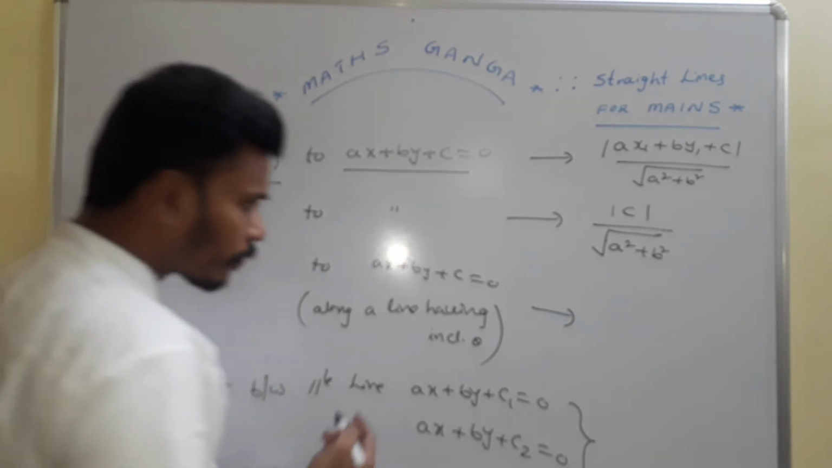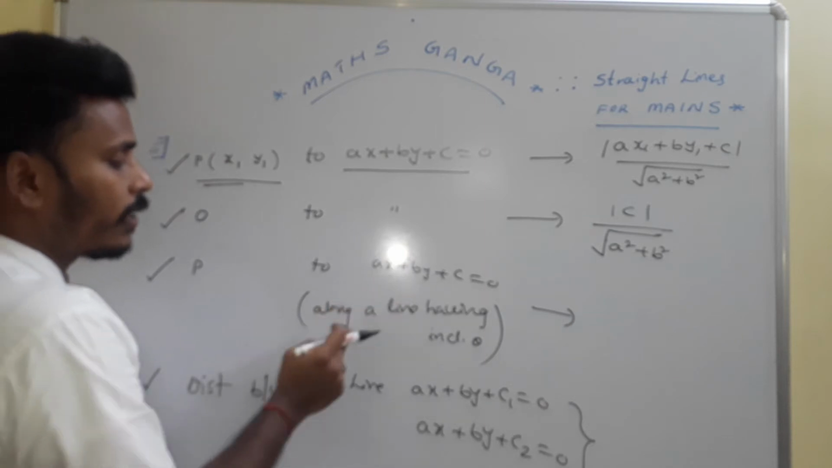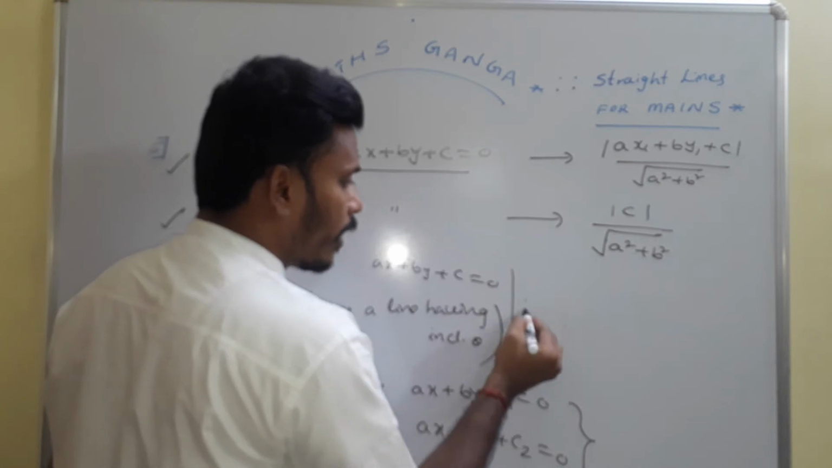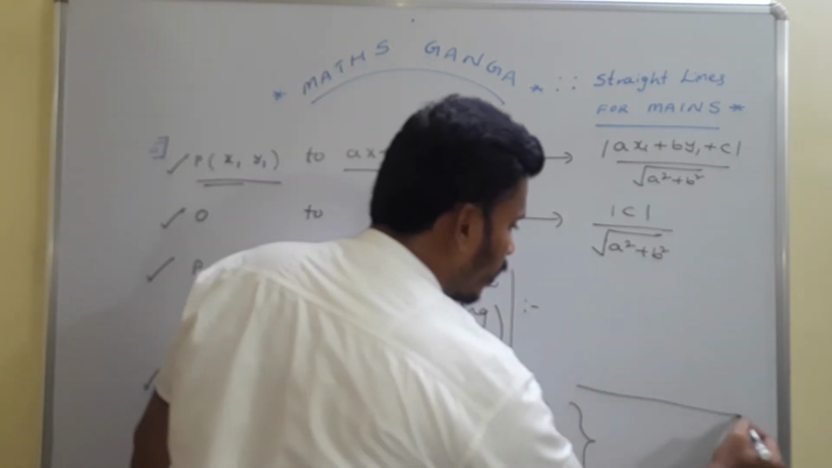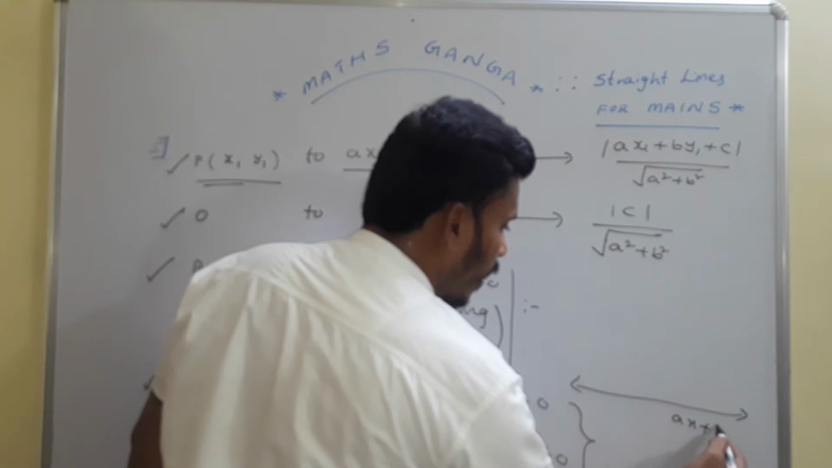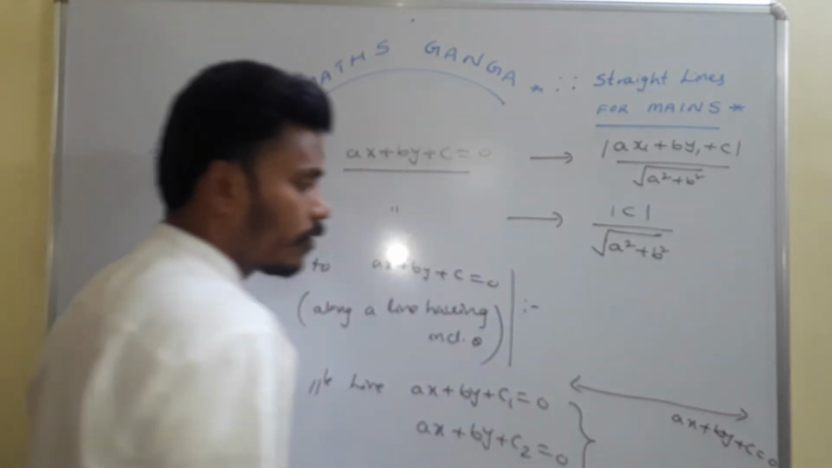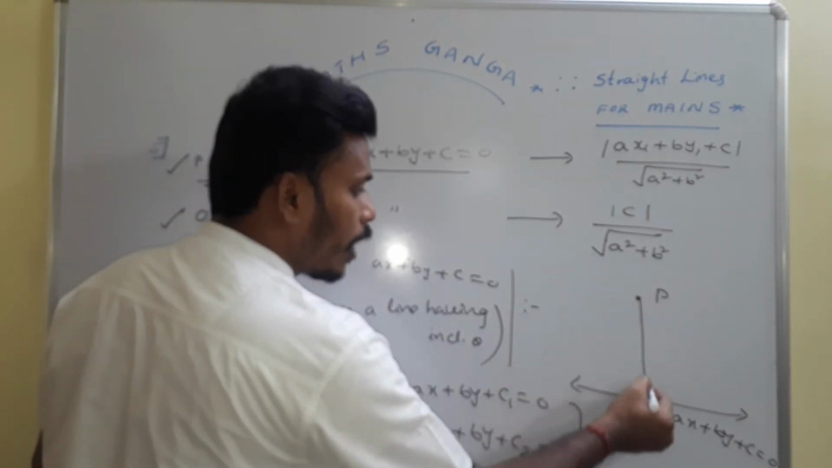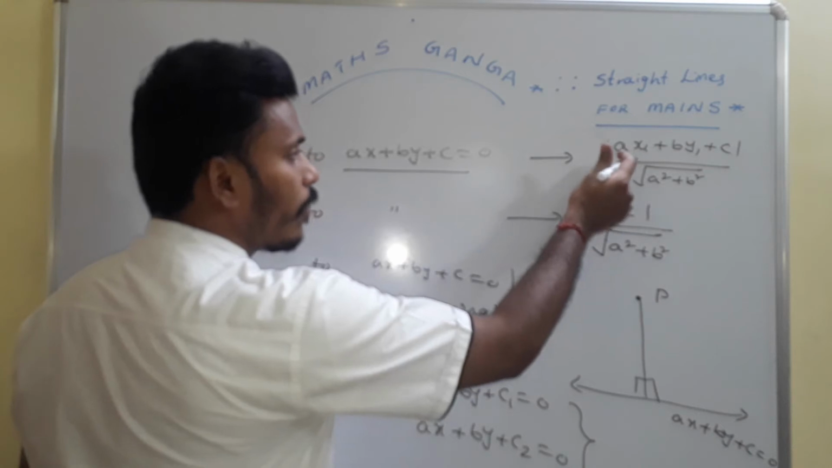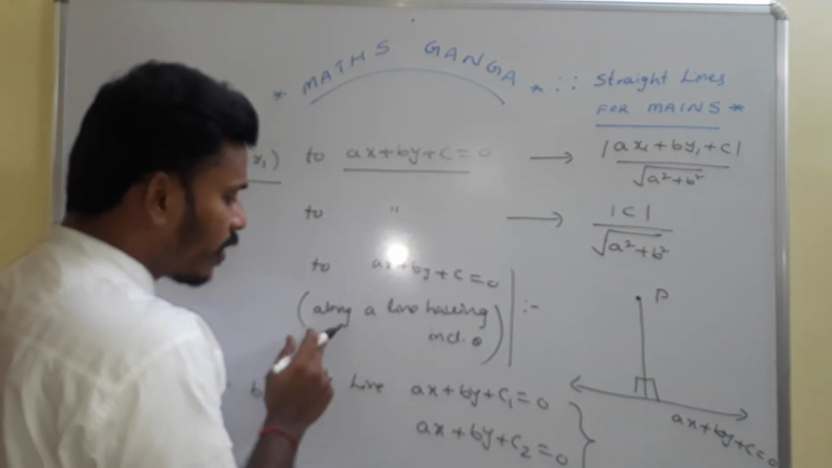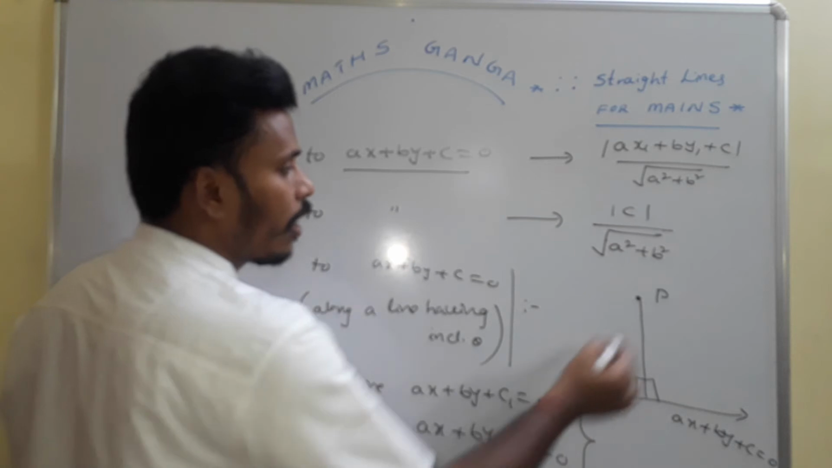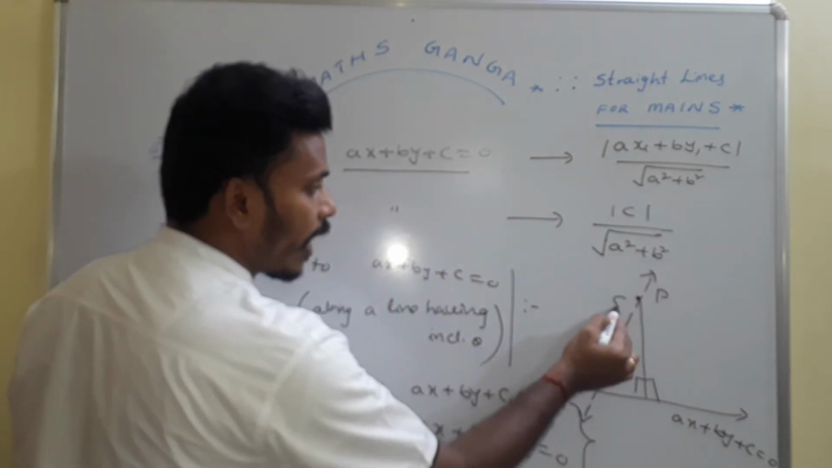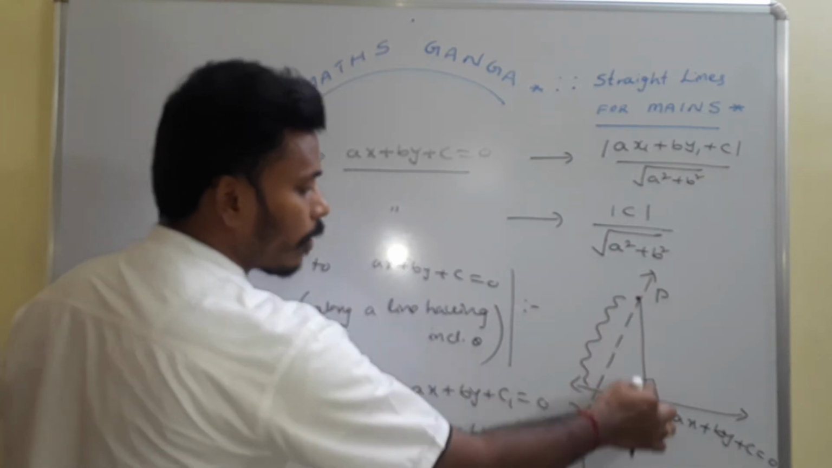And I have one more thing: distance of the point along a line having inclination theta. First suppose I have a line here. This line is ax plus by plus c equals 0. And I have a point P here, (x1, y1). The perpendicular distance from this point to the line is given by this formula, but I need the distance along a line having inclination theta. Suppose this is the line having inclination theta, I need this particular distance, not this perpendicular distance.